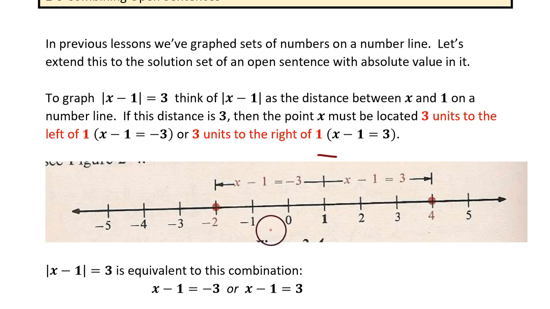This diagram shows this idea. Here is 1 on the number line. We're looking for point x 3 units from that number. If you move to the right 3 units, the answer for x is positive 4. If you move to the left 3 units, the answer for x is negative 2. Both of those numbers are 3 units from 1.